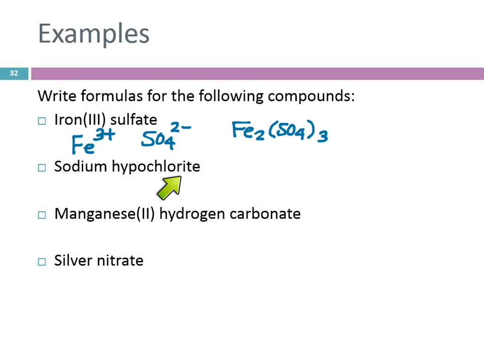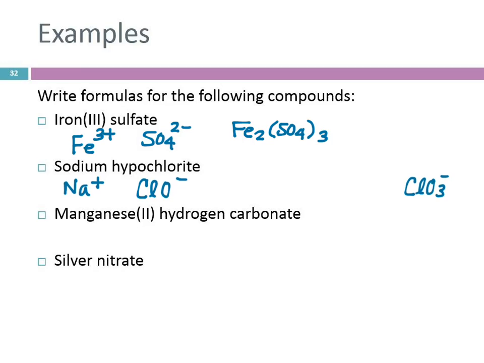Sodium hypochlorite. That's the active ingredient in chlorine bleach. You might have some in your laundry room. What's the formula for sodium ion? Na plus. Hypochlorite. Well, maybe you memorized chlorate. That's chlorate. Chlorite would be O2. Hypochlorite is O1. So this is ClO with a negative charge.